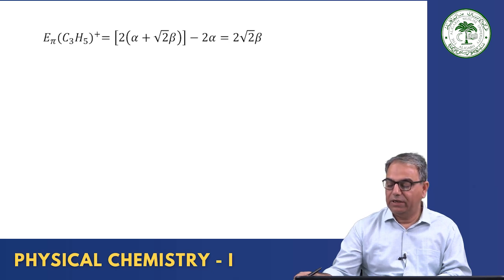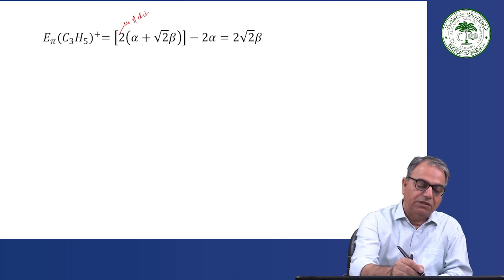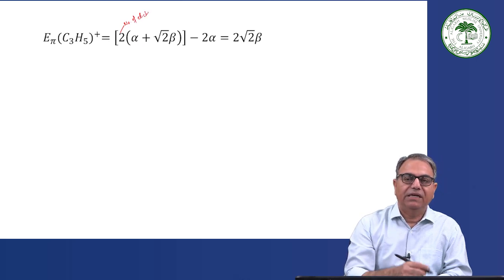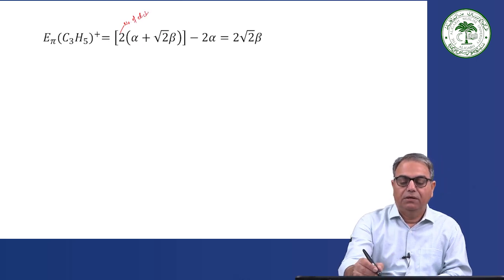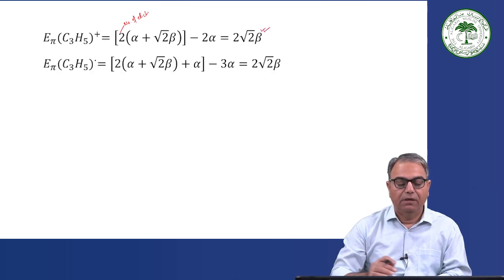So, if you look at the allyl carbocation, what do you have? Alpha plus root 2 beta. So, alpha plus root 2 beta is multiplied by 2 because you have 2 electrons, this is the number of electrons. And this is the bonding molecular orbital energy, and if these electrons are free, then it is 2 root 2 beta. Okay. What will happen with the carbon free radical?